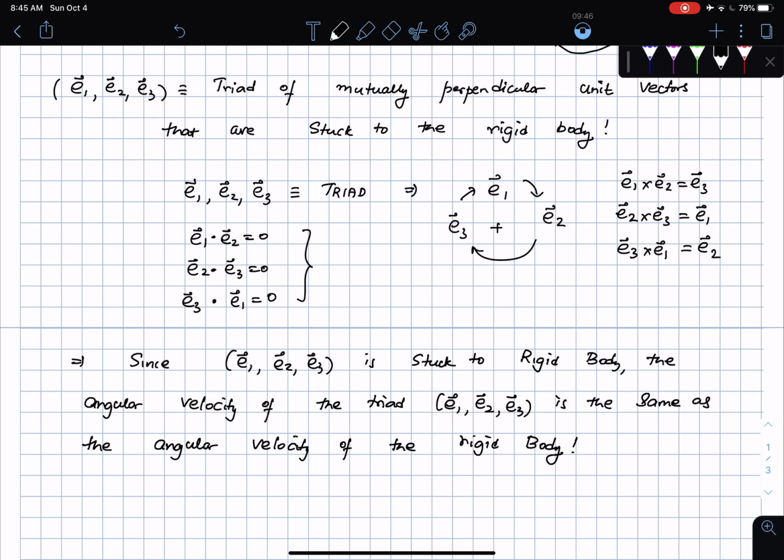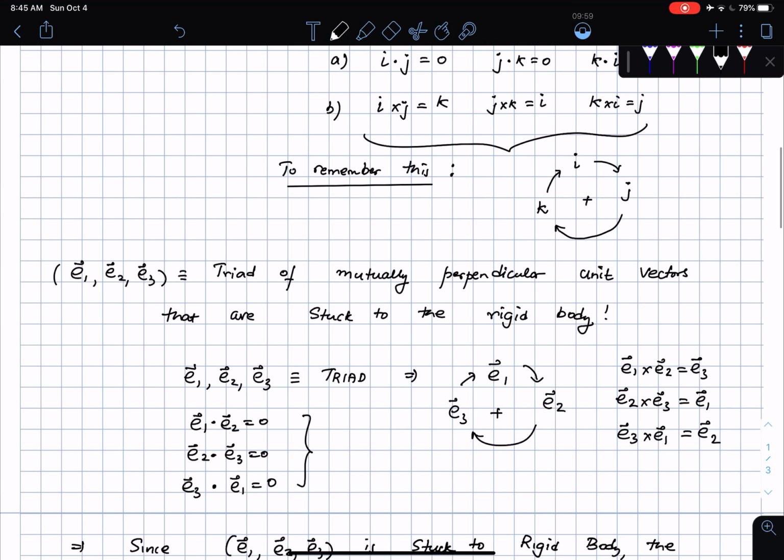So I'm going to go back to my figure. First of all, I have the triad i, j, k, which is a common triad. And this is i cross j is equal to k, j cross k is equal to i, k cross i is equal to j. And to remember this, we drew this particular figure right here. Likewise, I'm sticking this triad E1, E2, E3 onto the rigid body, and these are the three unit vectors of the triad. They are mutually perpendicular to each other. They follow along this particular principle here, and likewise the same thing held true for i, j, k as well.